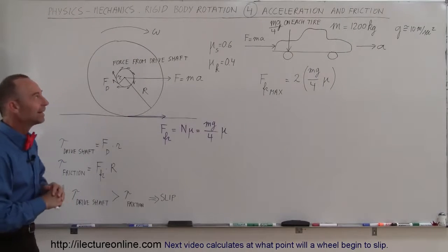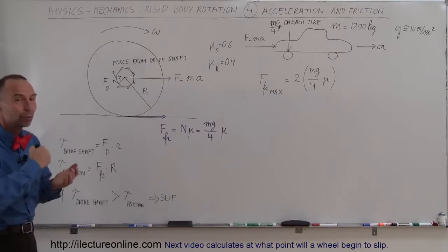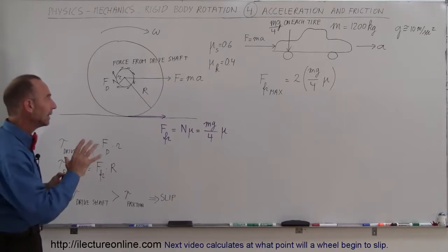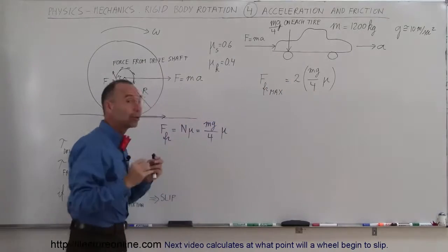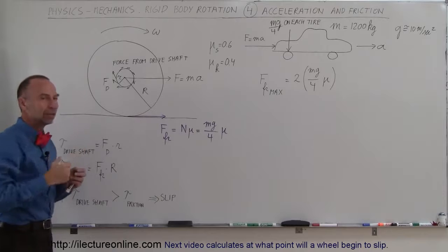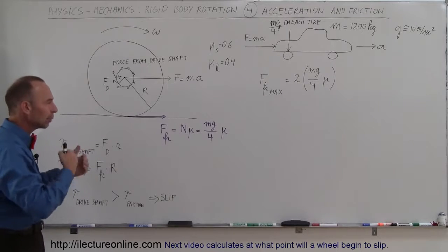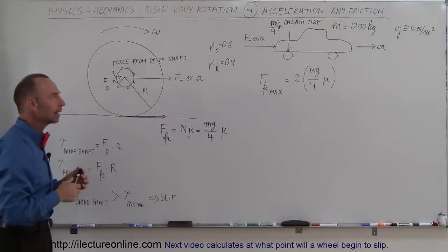Welcome to iLectureOnline, and here we're going to do a real life example of how we deal with rigid body rotation. And this is going to be about a tire as part of a car, and now we're going to look at the friction involved that allows the body to rotate. There are going to be some other examples later on where we deal with friction of things that are rolling and things that are rolling down an incline and so forth.